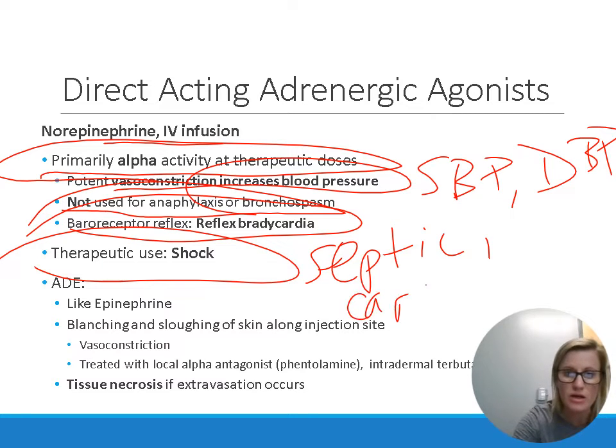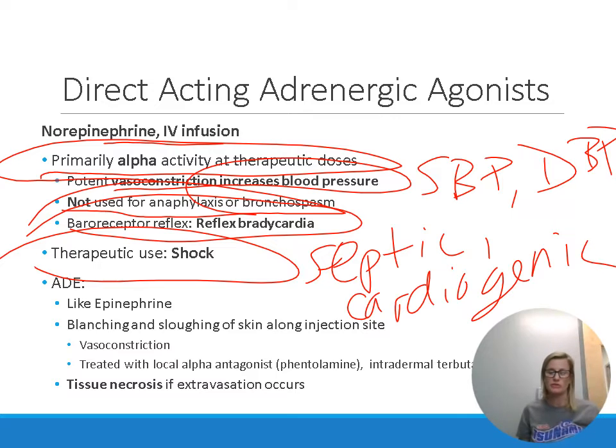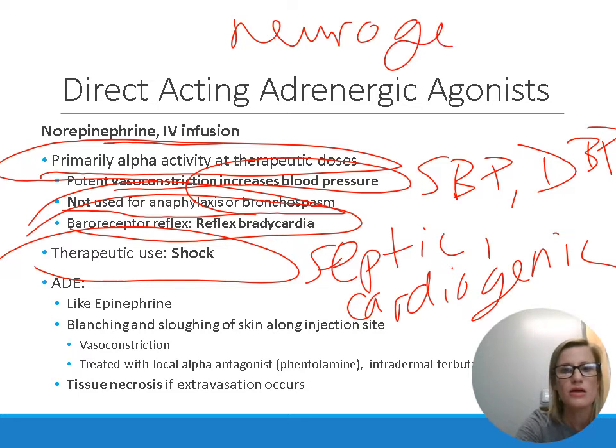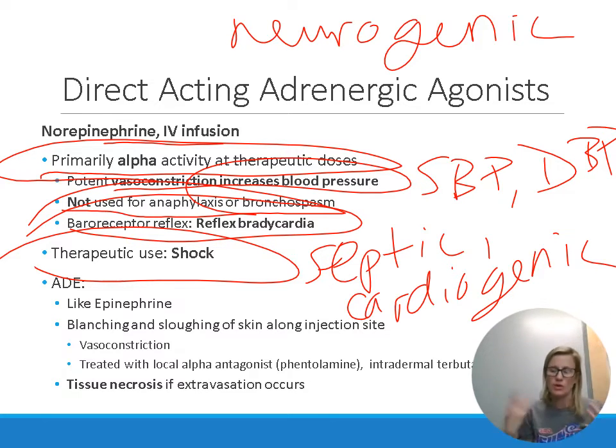Cardiogenic shock. Cardiogenic shock is shock that occurs because of the heart. So like the heart's not pumping enough blood. So that's where the decrease in blood pressure comes from. Also, neurogenic shock. That's still coming from the heart, but it's because of the neuron stimulation of the heart.